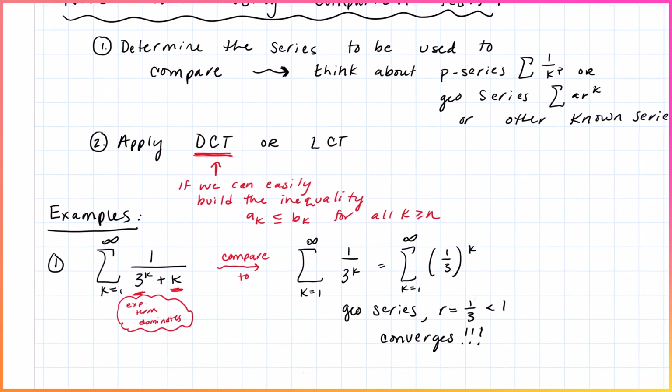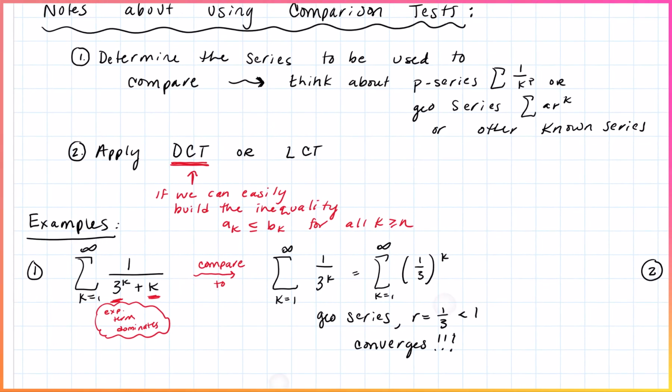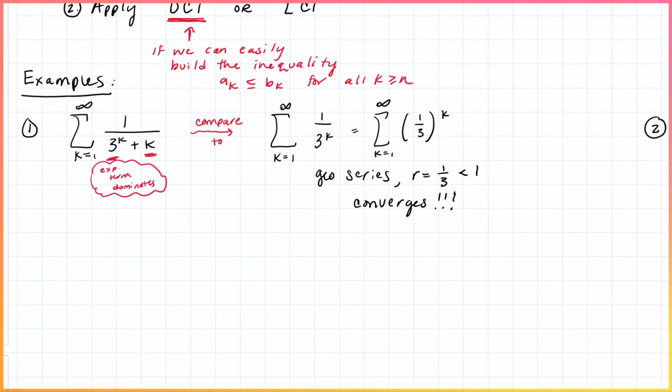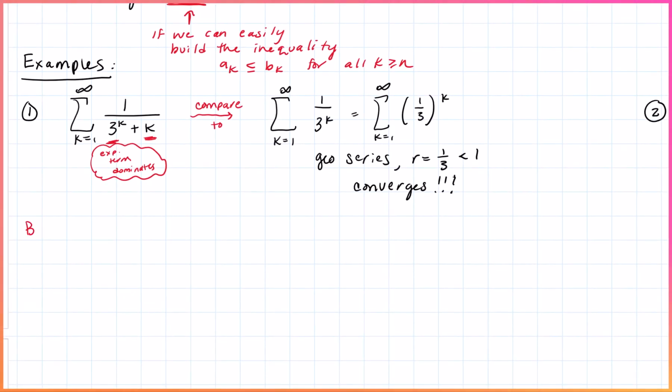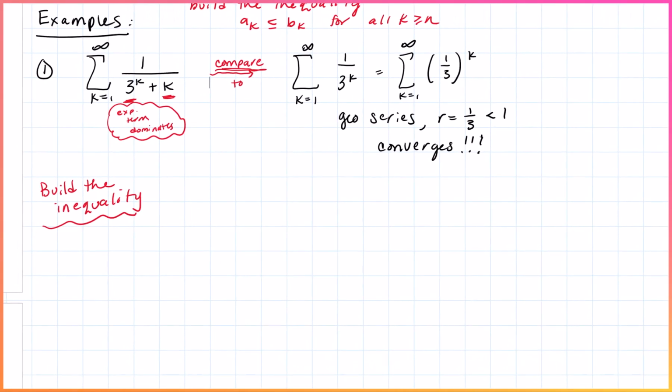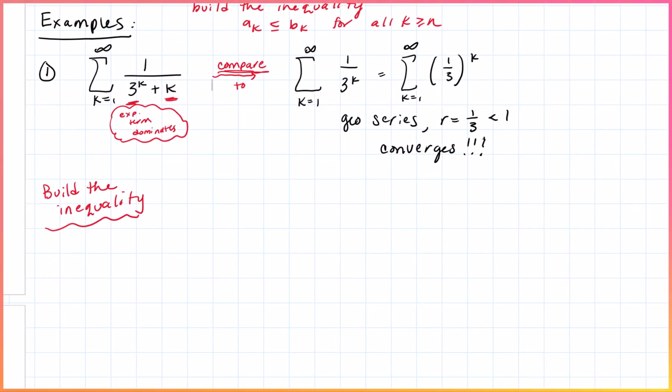So remember, we have to start by figuring out what it is we want to compare to. And once we've done that, I took it a little further. I also stated that it's going to be converging. So that's what I want to compare it to. Now, the next thing I need to do is build, if I can, the inequality. So we figured out what we wanted to compare to, and now we want to build the inequality. So I'm thinking here, I want to compare to 1/3 to the k, or 1 over 3 to the k.